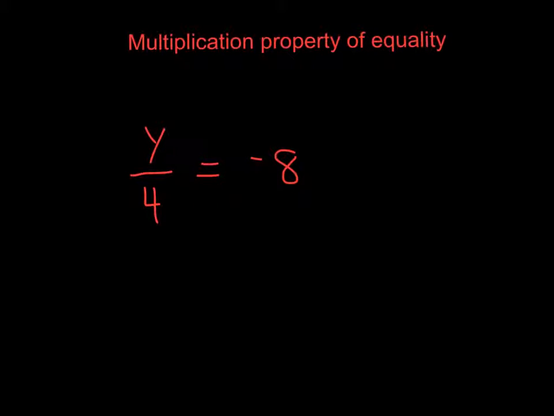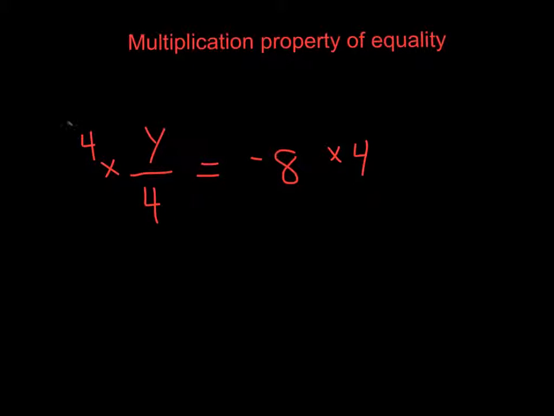On this problem I have y over 4, or y divided by 4, equals negative 8. So if I'm dividing by 4 here, I have to do the opposite. So I'm going to times it by 4. And if I times the one side by 4, I have to times the other side by 4.